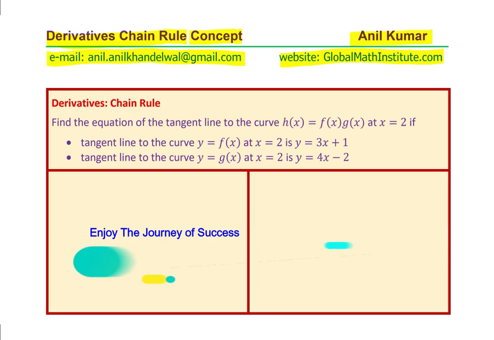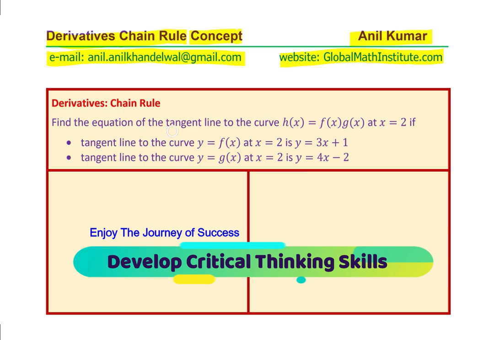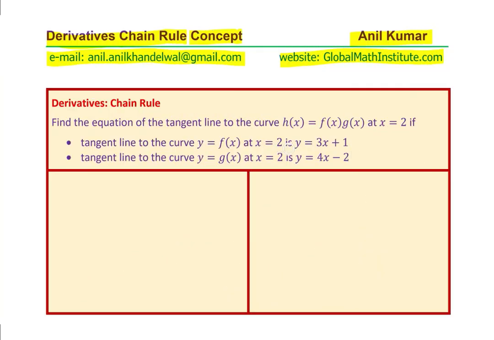The question before you is: find the equation of the tangent line to the curve h of x equals f of x times g of x at x equals 2, if the tangent line to the curve y equals f of x at x equals 2 is y equals 3x plus 1, and the tangent line to the curve y equals g of x at x equals 2 is y equals 4x minus 2. I'd like you to pause the video, understand, and then solve this question.